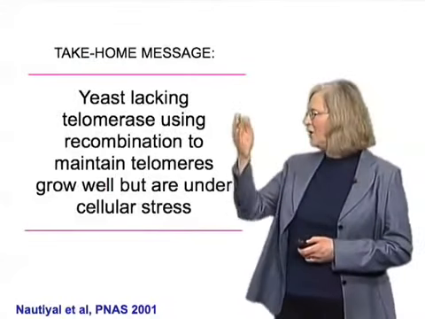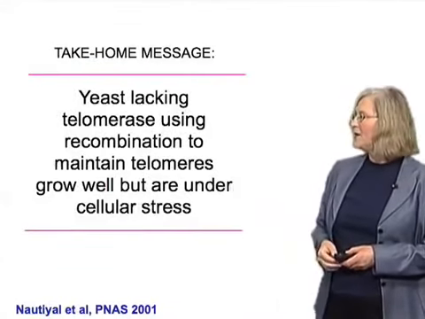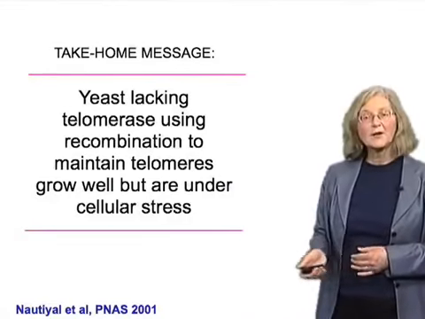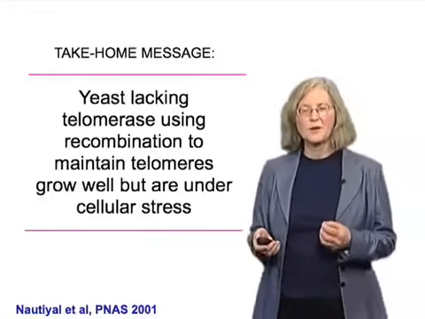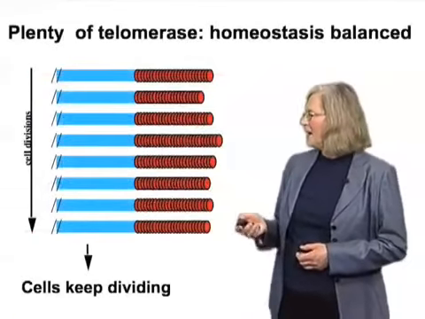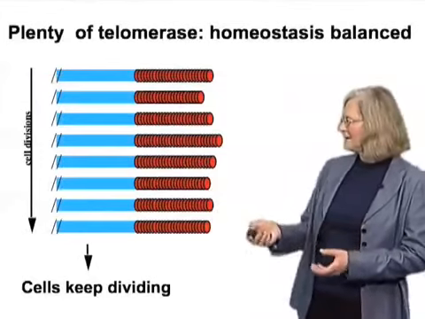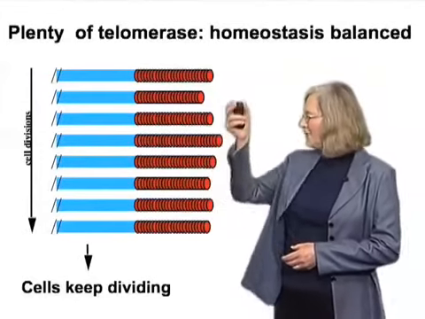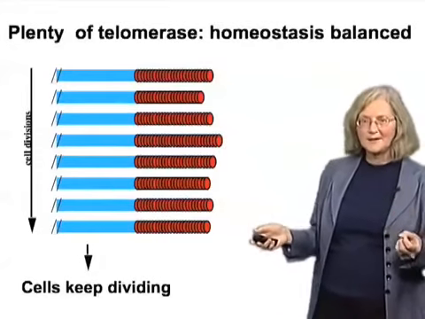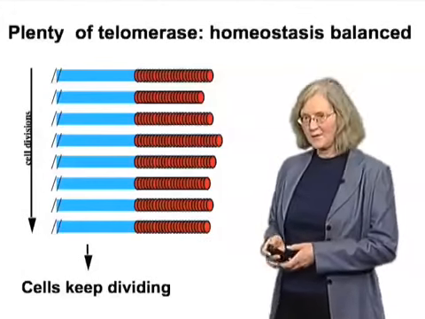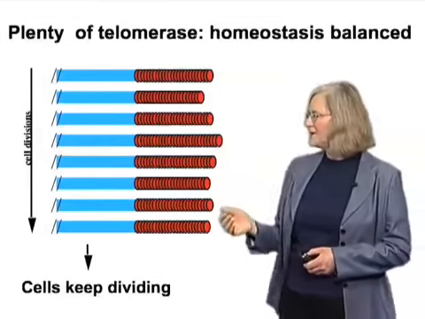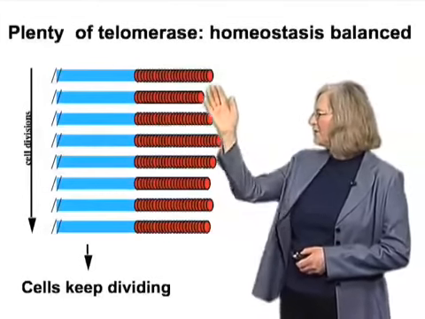So what we learned then is that yeast lacking telomerase, using recombination to maintain telomeres, do grow well, but they're under continuing cellular stress. And this is what these gene expression profile analyses showed us. So let's go back to telomerase and consider again what it's doing. If you have plenty of telomerase, as indeed yeast cells normally do unless we genetically or in other ways ablate the action of telomerase, then there's a kind of a homeostasis of the telomeres. The telomeres stay within a certain range of lengths.